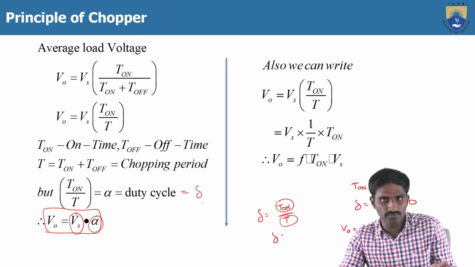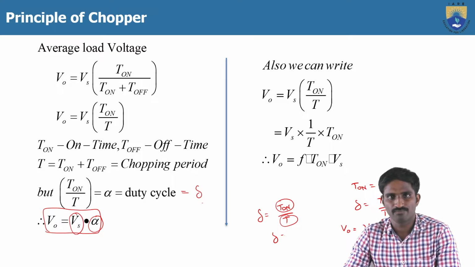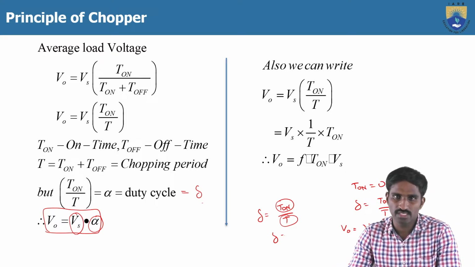Because of course if you didn't turn on the chopper, then how can we get the output voltage? So that's why here it is 0. Then what about the maximum value of the delta?